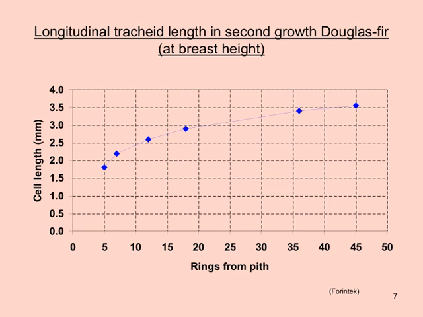In second growth Douglas fir, measuring these tracheid lengths gives us insight into how the wood develops after the initial growth phase. It also helps us compare different growth conditions or silvicultural practices. Overall, understanding these microscopic features allows us to better predict the performance and quality of the wood, tying back to our broader theme of optimizing forest management and wood utilization.